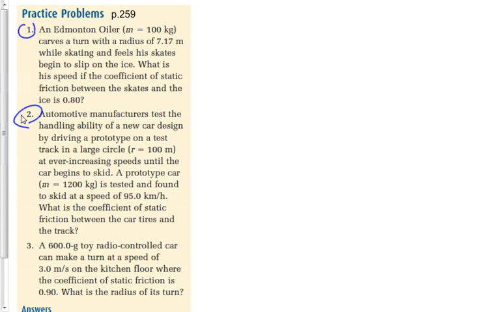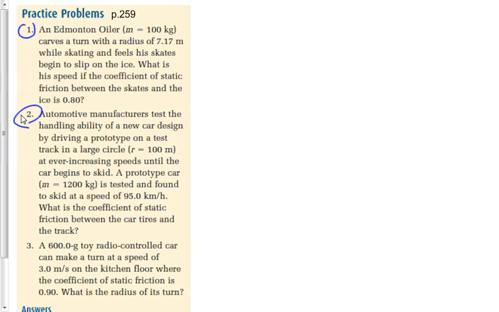Number 1 says an Edmonton Oilers hockey player, mass of 100 kilograms, carves a turn with a radius of 7.17 meters while skating and feels his skates begin to slip on the ice. What's the speed if the coefficient of static friction is 0.80? So what's happening here is that he's beginning to go too fast, right? He's going around this turn. He feels his skates beginning to slip. He's feeling his skates begin to slip because he's exceeding the maximum possible force of static friction.